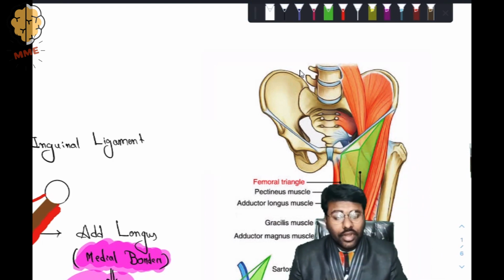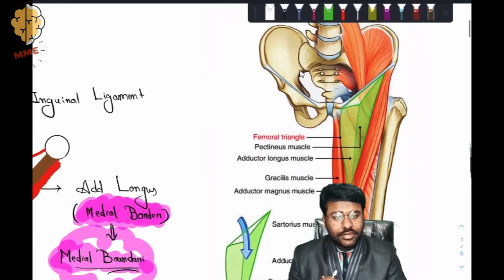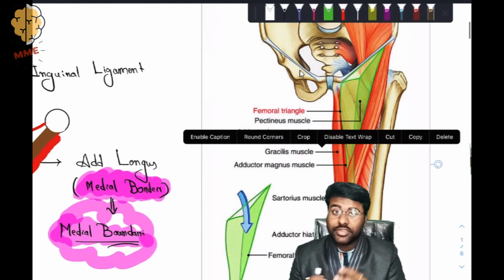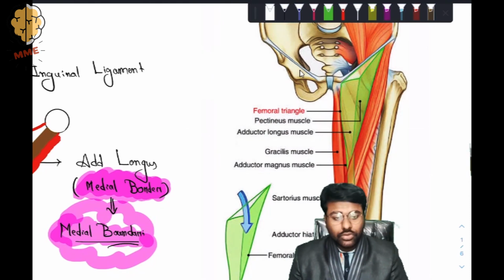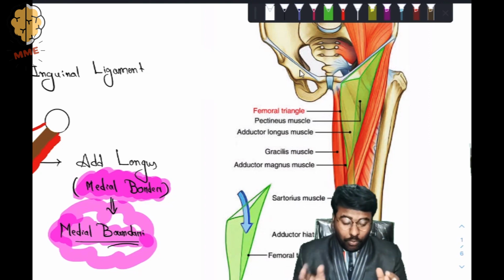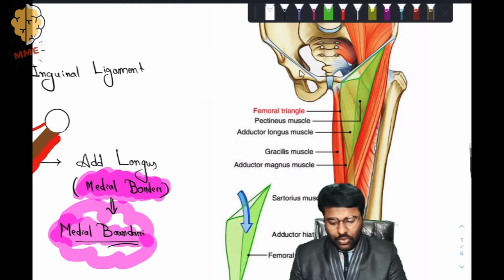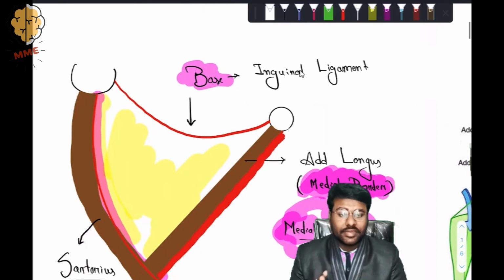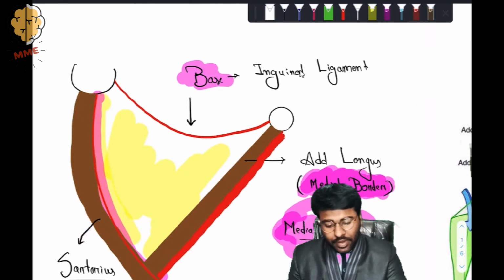part is the inguinal ligament, and there are some muscles. So it is intermuscular. So we have to know what the muscles are, how they bound the femoral triangle, what is the base, what is the floor, and what is the content of this femoral triangle. Okay, so let's start with the base. The base is mainly formed by the inguinal ligament.